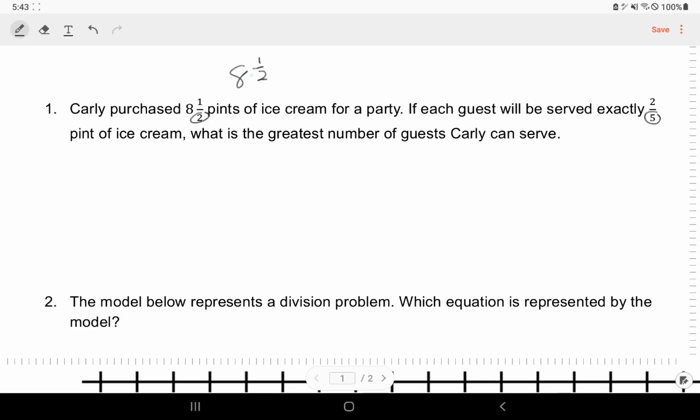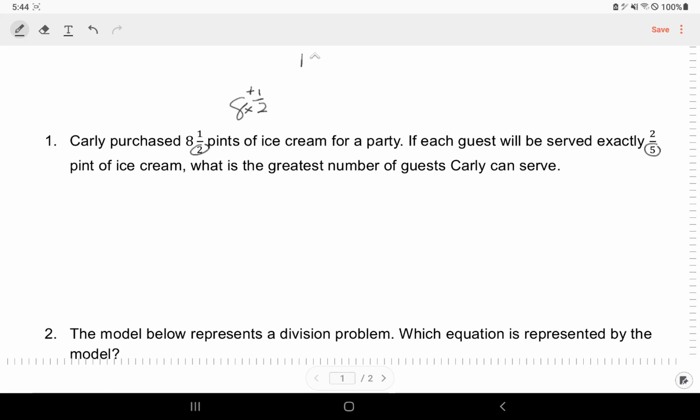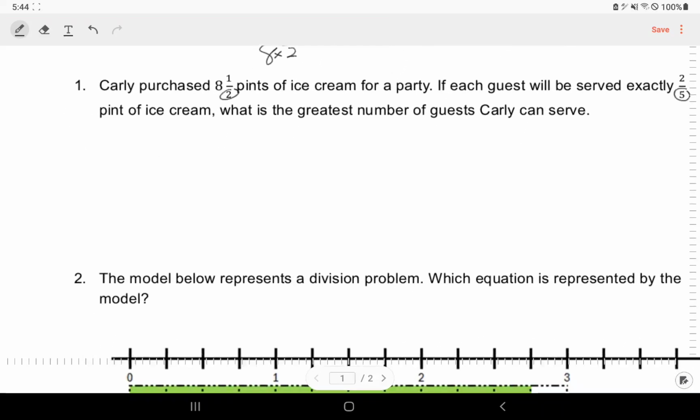8 and 1/2, so we do 8 times 2 plus 1. Well, that's 16 plus 1 is 17. So we've got 17 halves. Well, to get to 10, we times 5 times 5. And this is a pain because that's 85 over 10. And so 2/5, well, that's times 2 times 2. And so that's 4/10. That means we need 85 boxes.